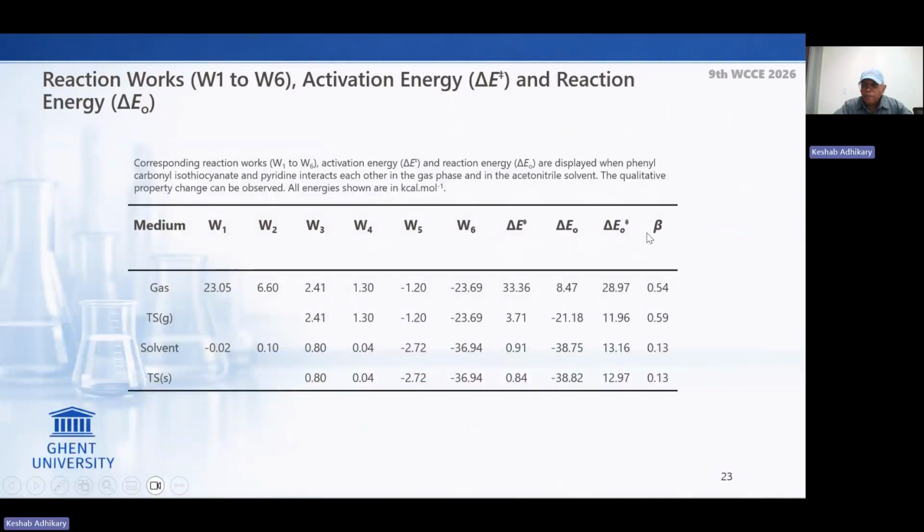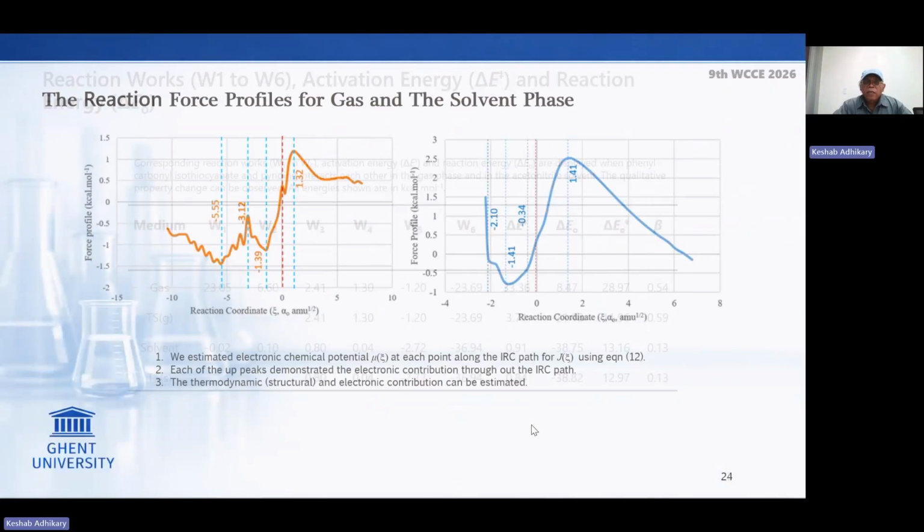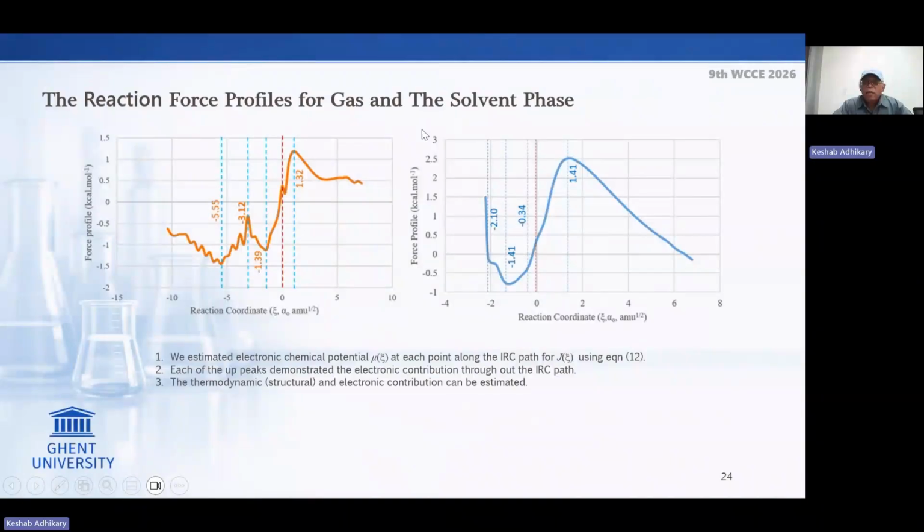coefficient as beta. The Bronsted coefficient is usually related to the Hammond postulate, which indicates whether this TS is early or late. If the Bronsted coefficient value is larger than half, it indicates a later TS, and if smaller than half, it indicates an early TS. What we speculated from the previous analysis, this data supports that. And here, this one is the reaction force profile.